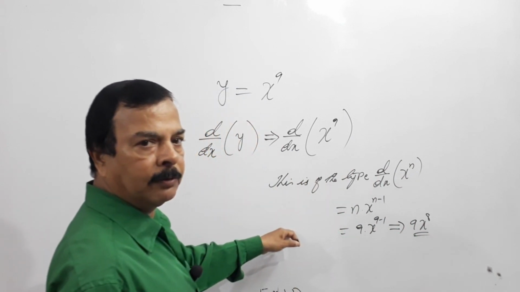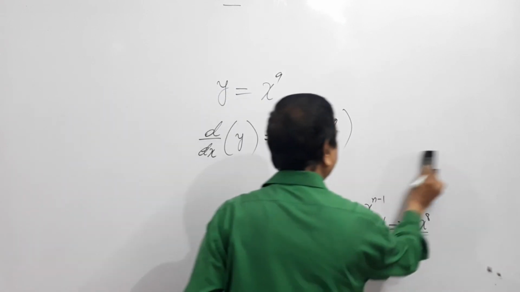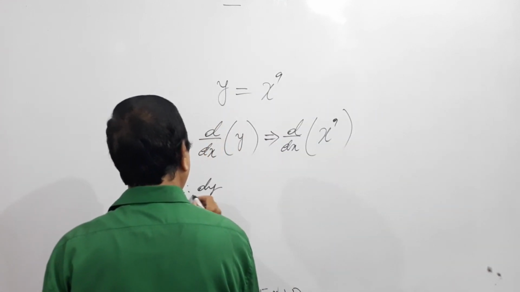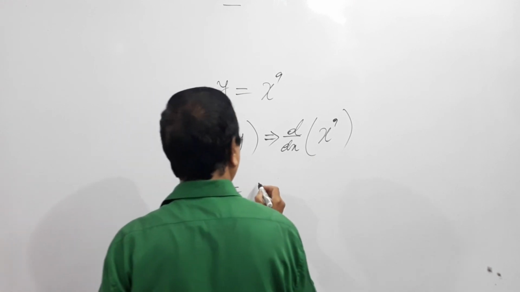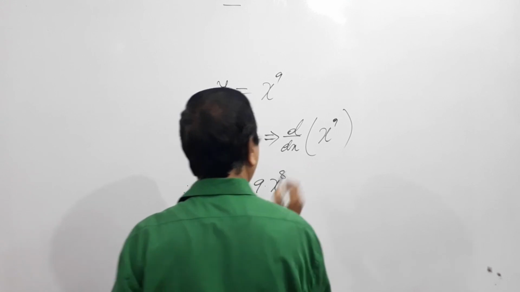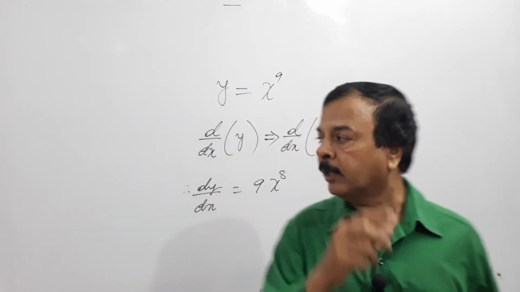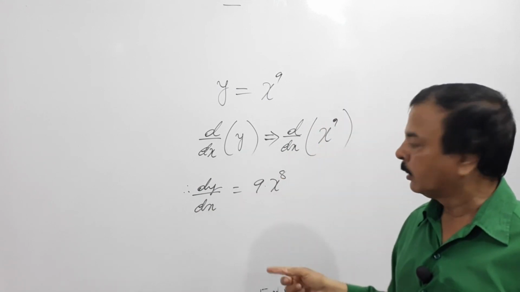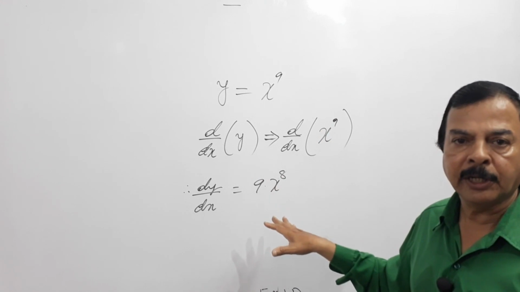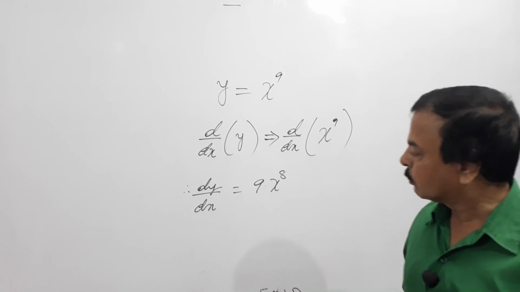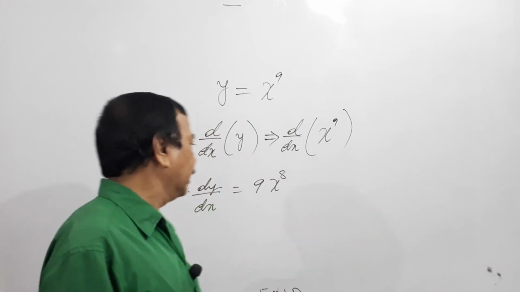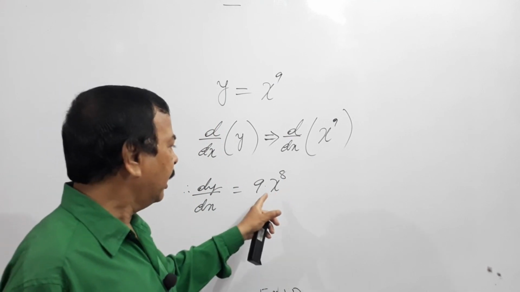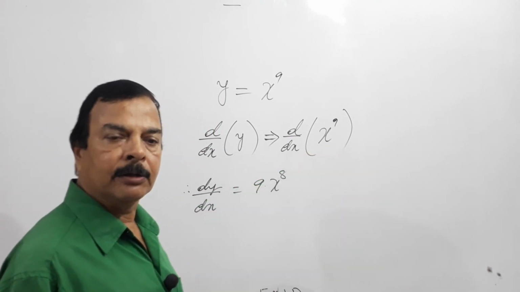Please make a note of this. Therefore dy by dx equals 9 into x to the power of 8. Here dy by dx is called the first derivative of y with respect to x, and this can be differentiated again because it comprises x terms. We are still of the type x to the power of n, so this can be differentiated.